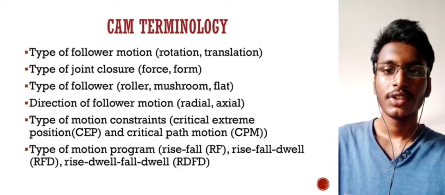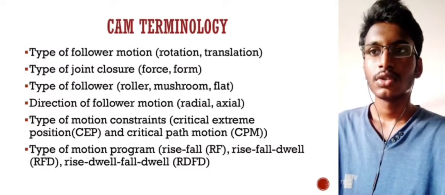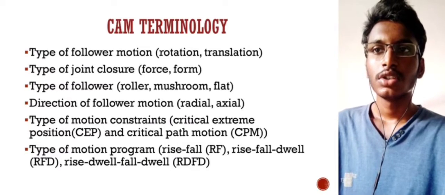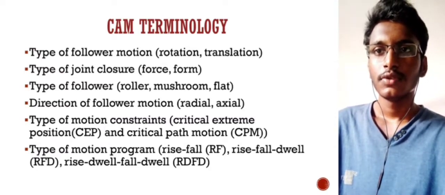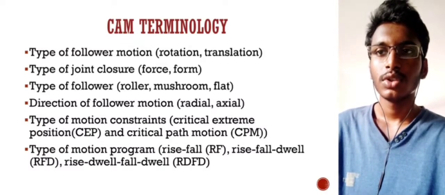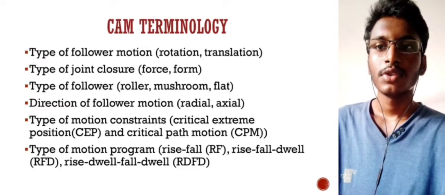Next, CAM terminology. The following are the most important terms required in designing a CAM model. They are the types of follower motion, which are rotation and translation motion; the types of joint closure, force and form joint closures; types of followers, they are roller, mushroom and flat followers; the direction of follower motion, of two types, radial and axial follower motions. The types of motion constraints are critical extreme position (CEP) and critical path motion (CPM). The types of motion programs are RF, rise and fall; RFD, rise, fall, dwell; RDFD, rise, dwell, fall, dwell.